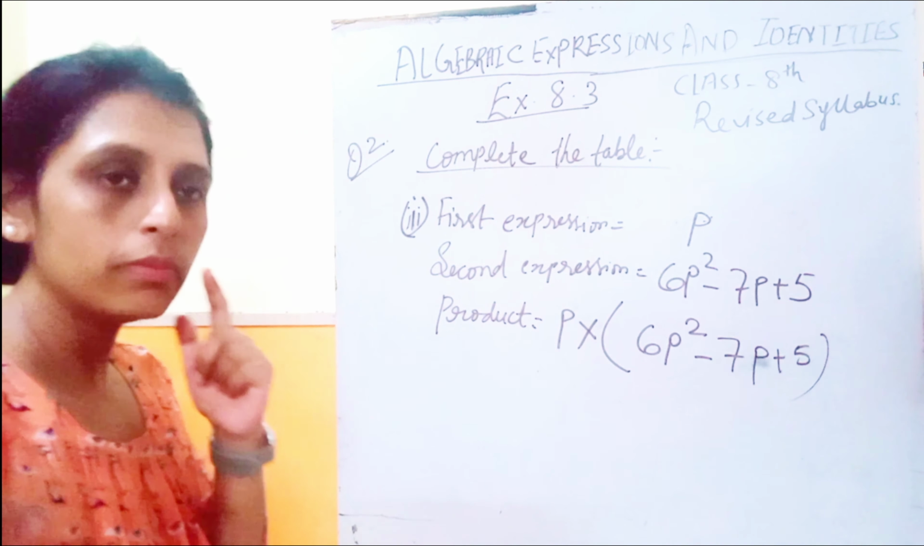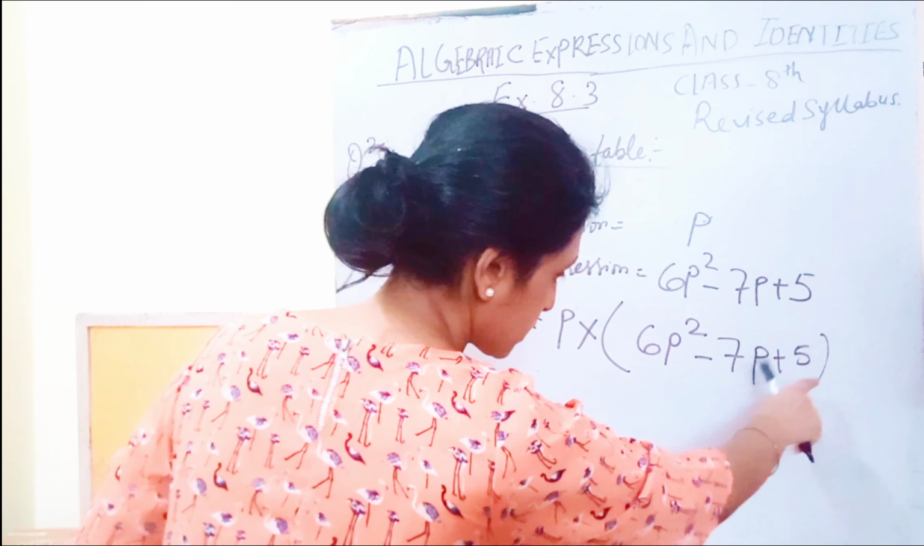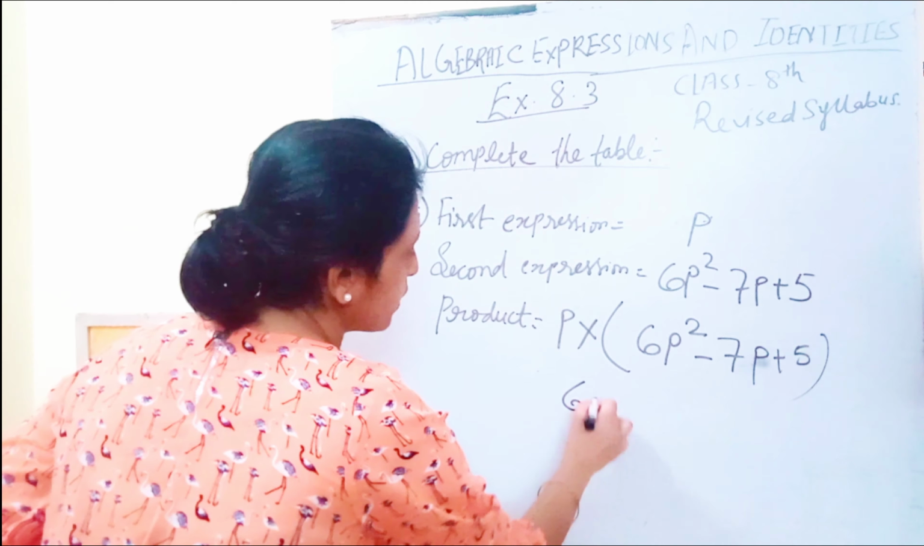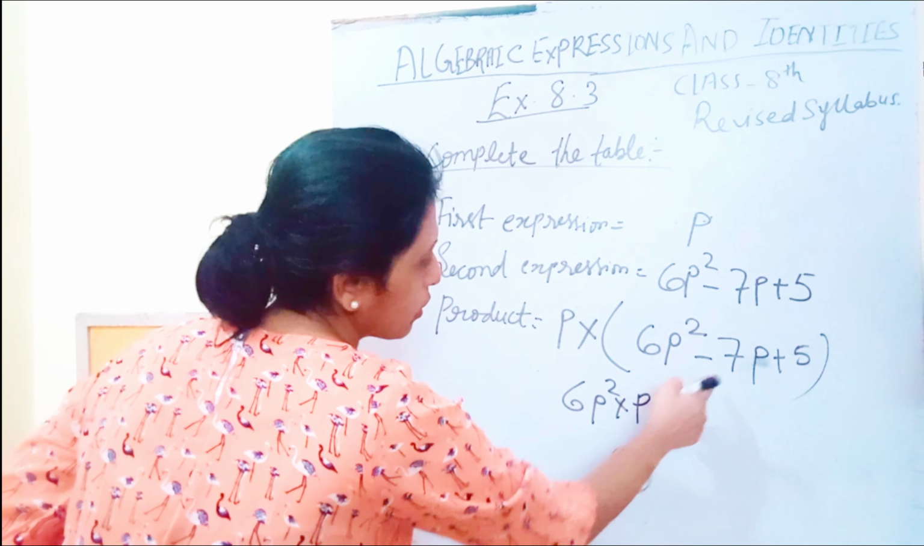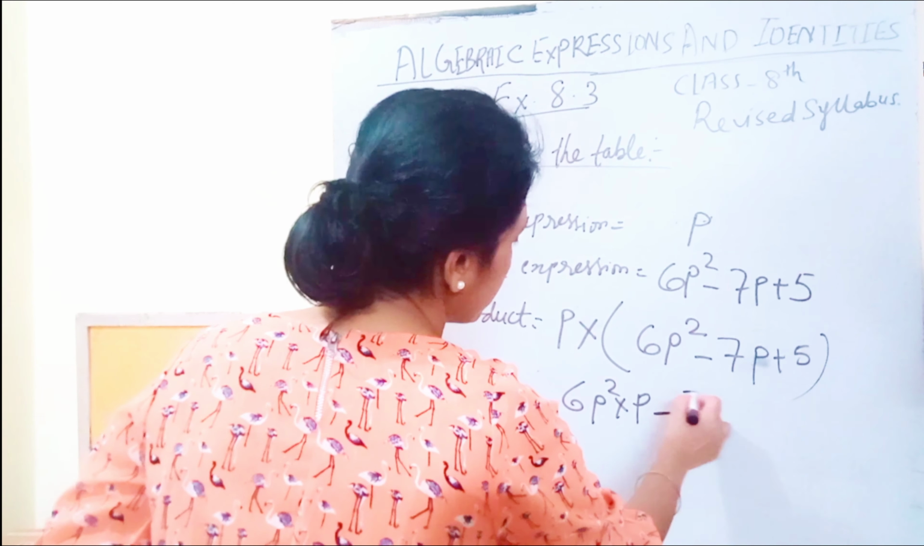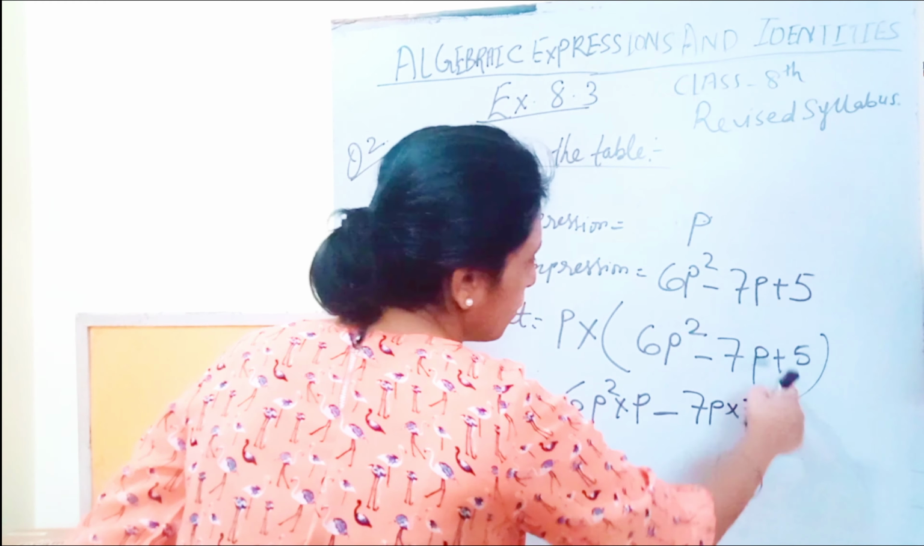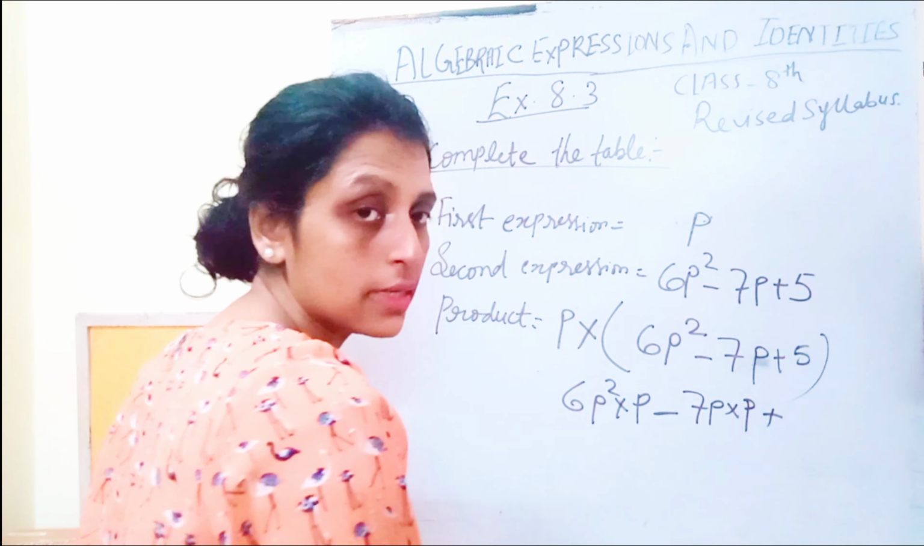Okay, now p will be multiplied with all three of these terms. So it will be 6p square into p. Which sign is there? The minus sign is there, so you will put the sign of minus here. Then 7p into p. Here there is a plus sign, this plus sign will come here.